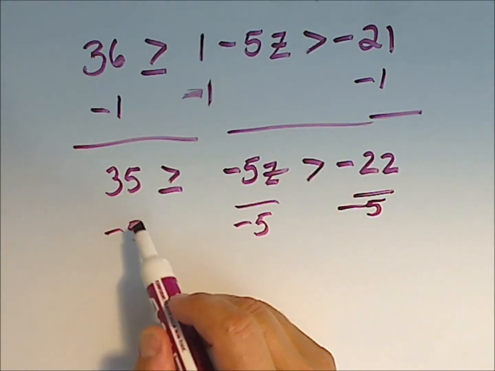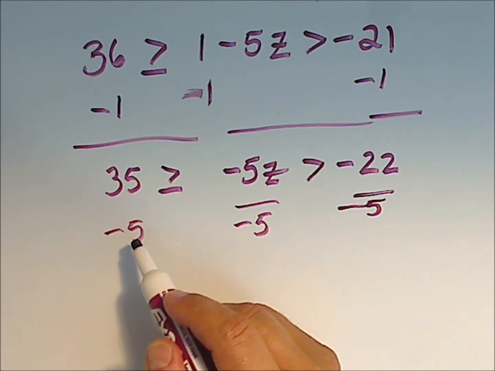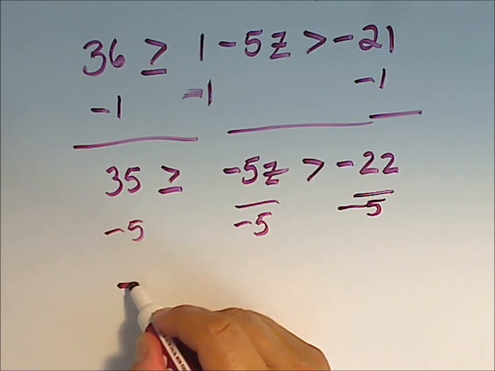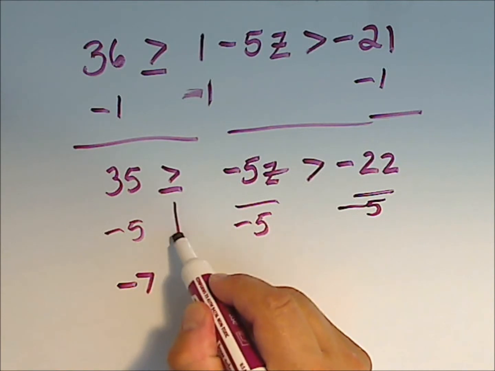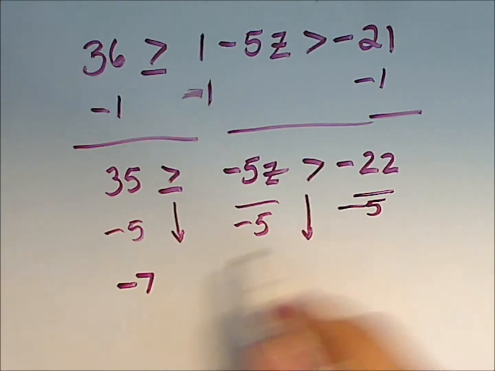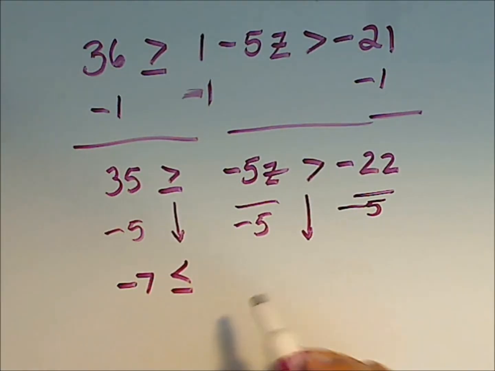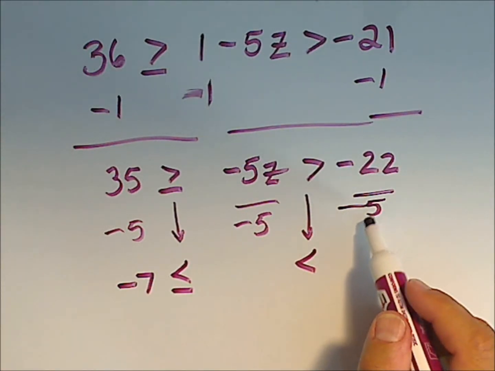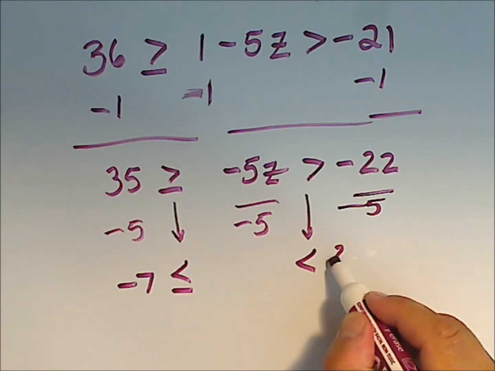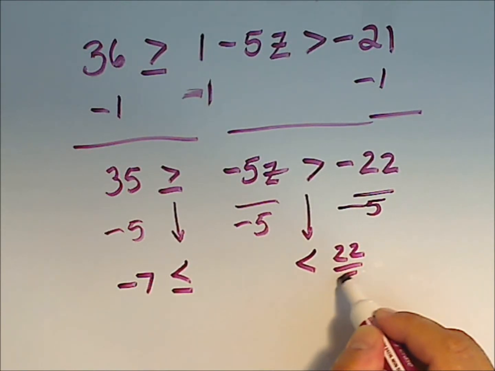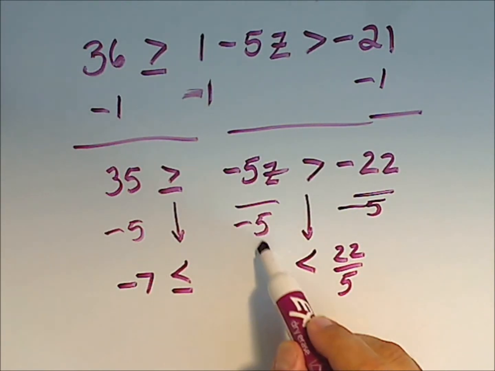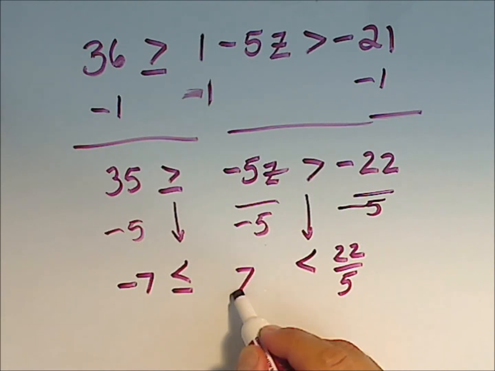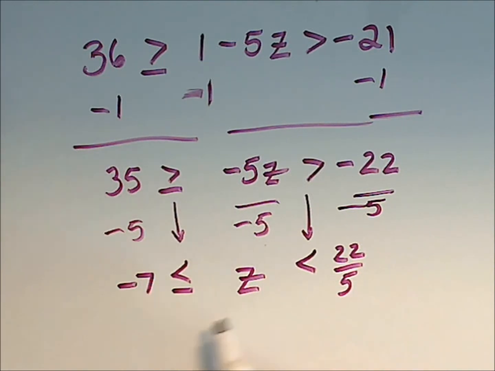Now 35 divided by negative 5 is a negative 7. And since we divided or multiplied by a negative, these inequality symbols need to flip. Negative 22 divided by a negative 5 is a positive 22/5. Negative 5 divided by negative 5 is 1, so that's z. So we end up with negative 7 less than or equal to z, which is less than 22/5.